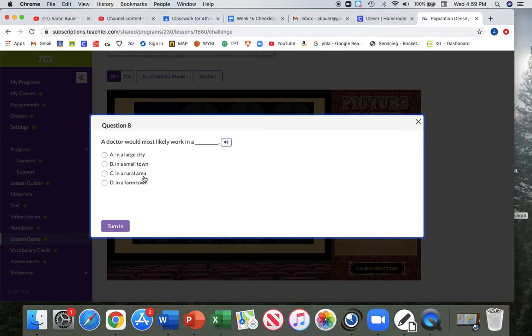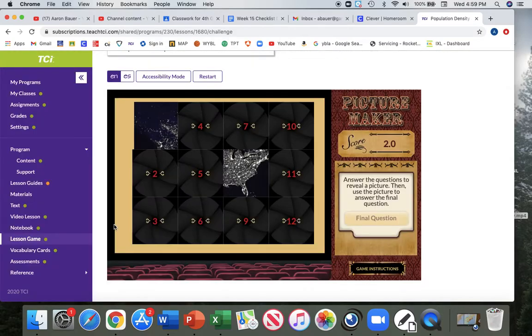Now, farm town, rural area, and small town are all the same thing, and you don't have a lot of doctors out there. You may have a small clinic, but a doctor would probably live in a large city. In fact, many, many people come to the city of Milwaukee because we have such great doctors at Children's Hospital. Let's see if I did it. Correct. Earned 1 point. You probably already have a great idea of what this picture is. Once you've completed all 12 of those and you've got them correct, then you'll get your final question.